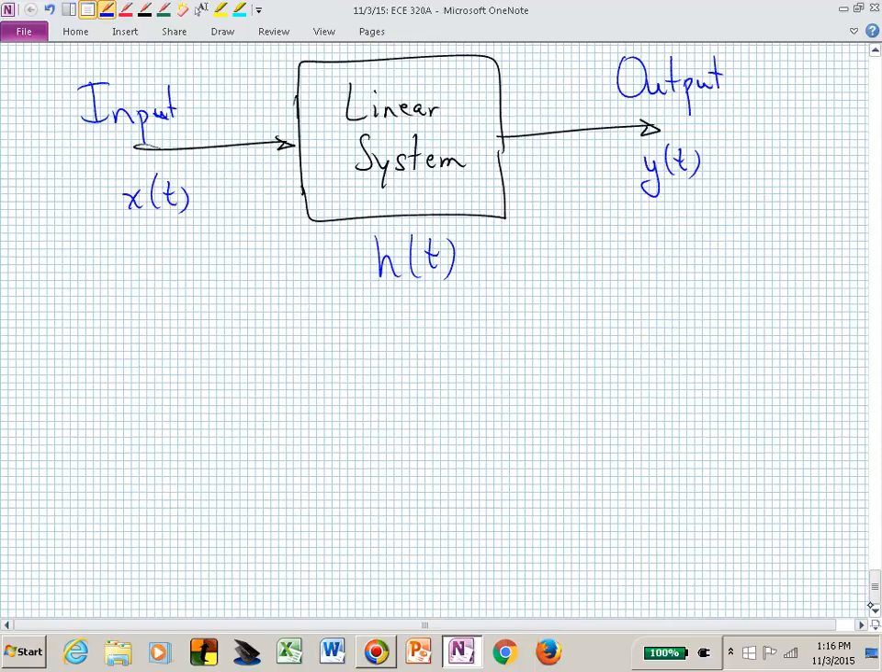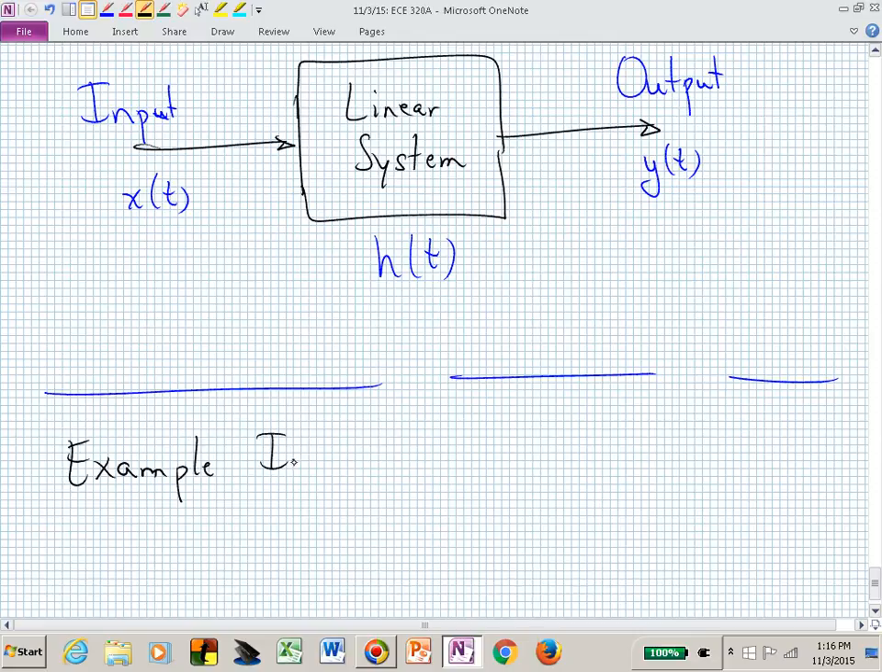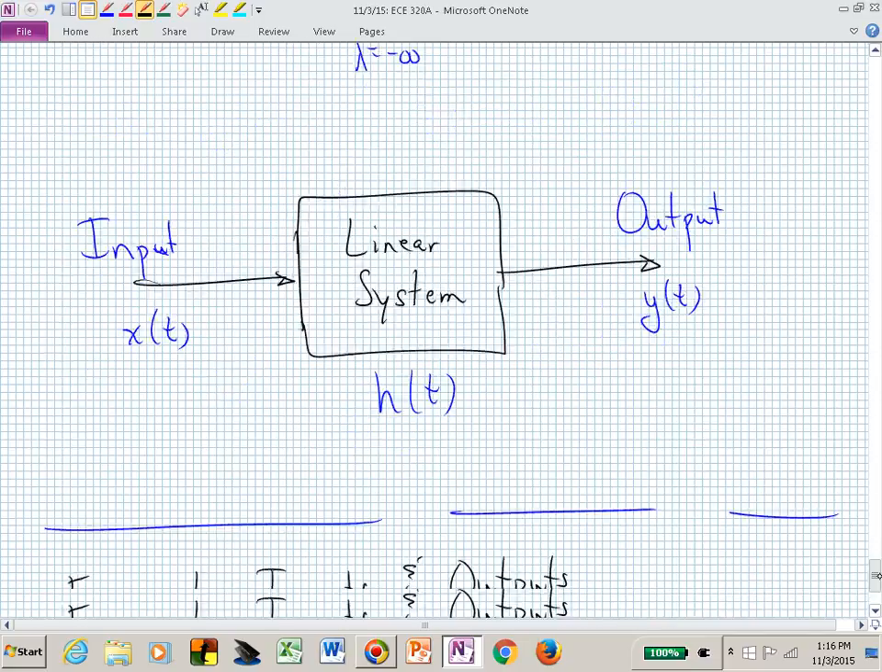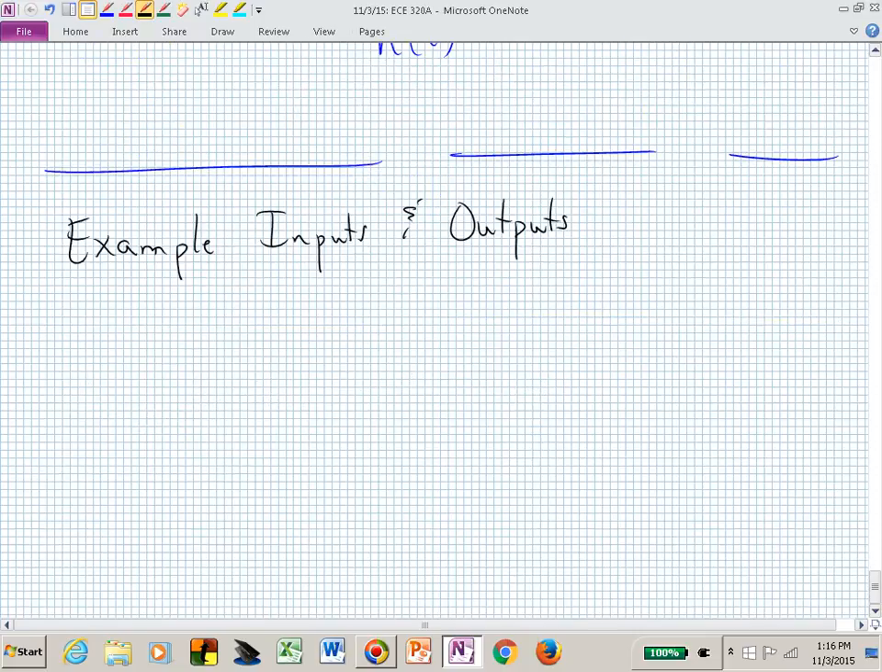Now, let's go back to what we already know. Suppose that, let's look at some example inputs and outputs. Now we're trying to find where this convolution integral is coming from. Where did that expression come from? Let's do it by going back to what we're comfortable with.